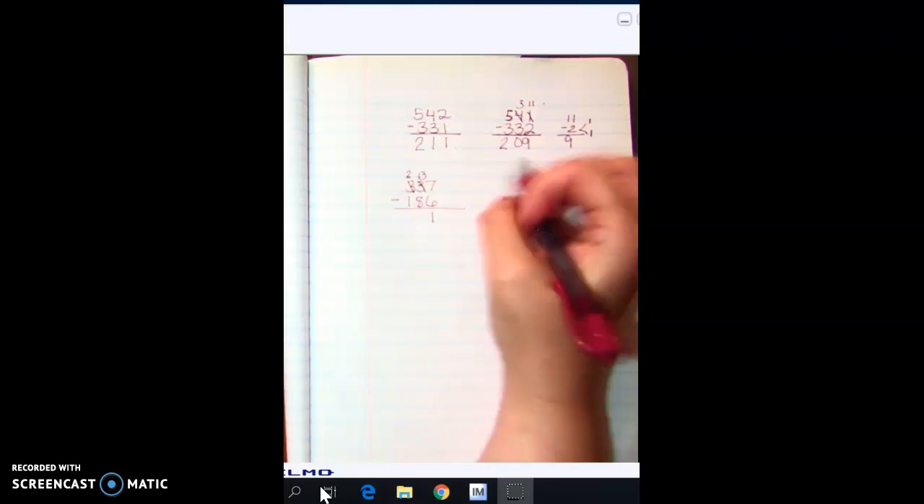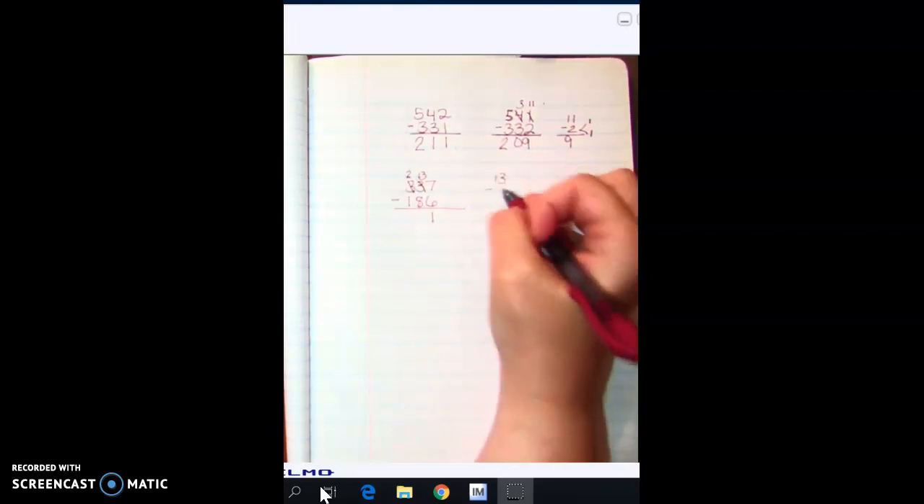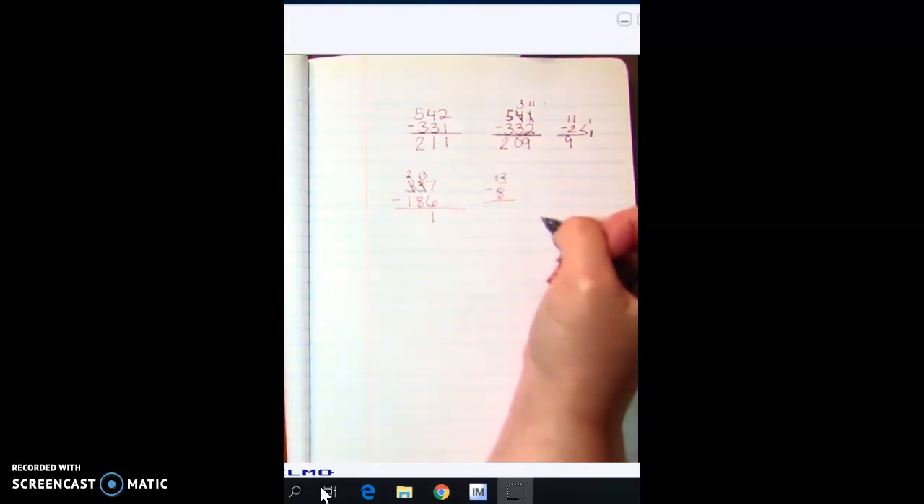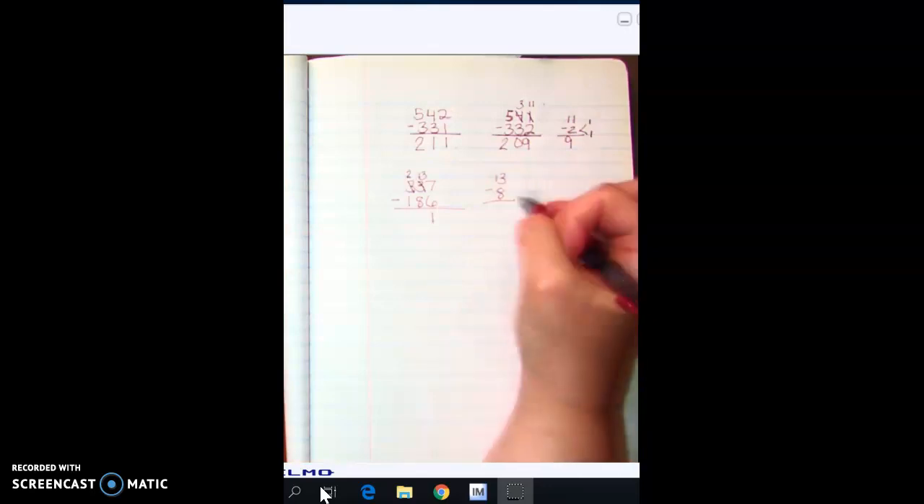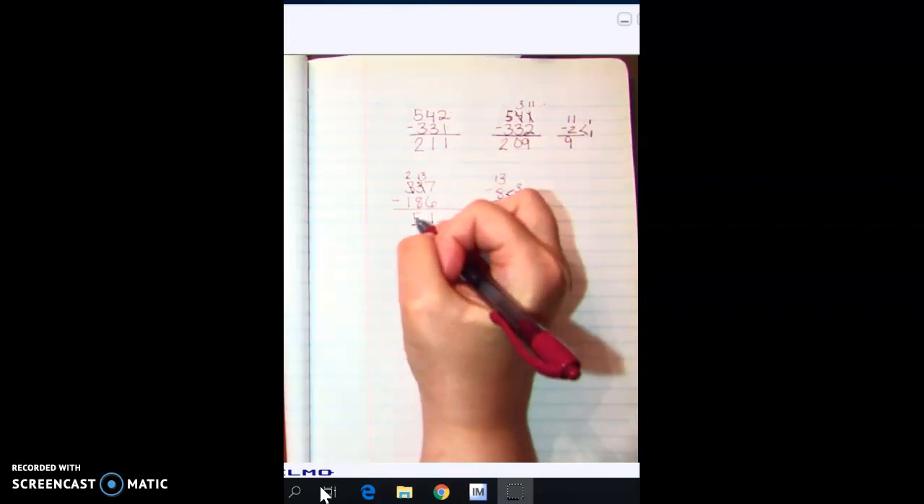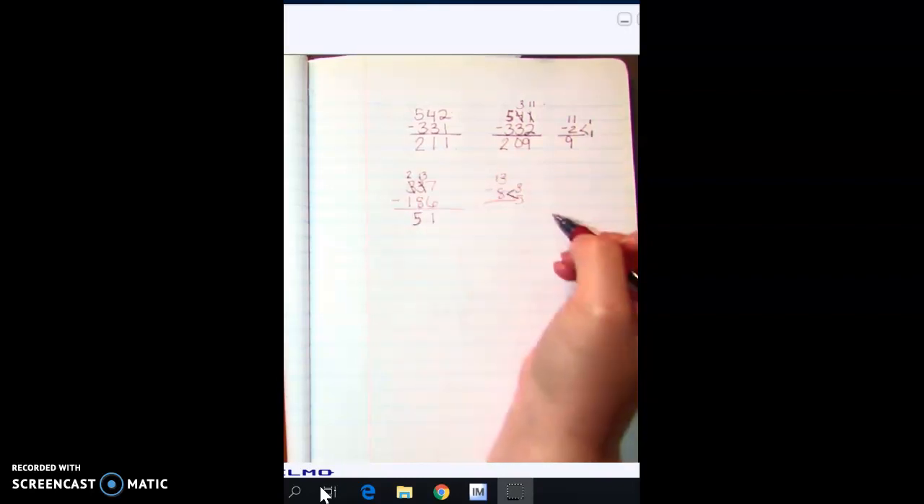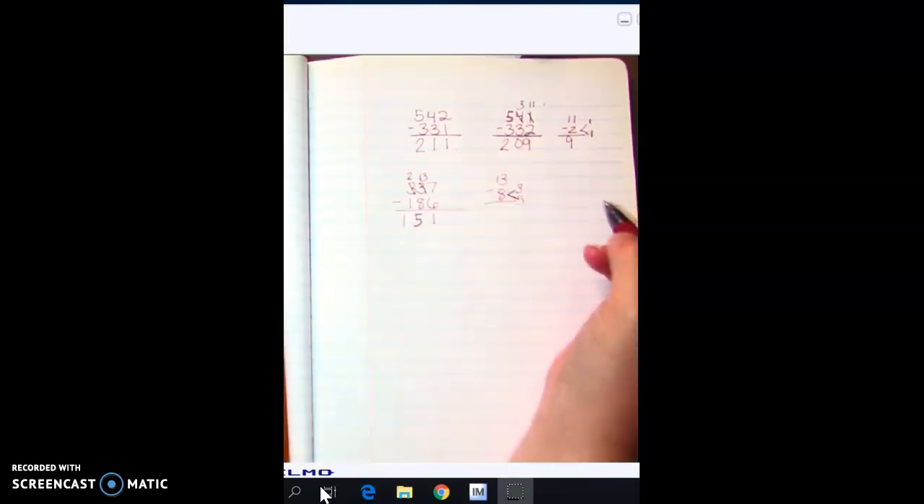So now I need to think about it the way I did it before. 13 minus 8. I can do 8 and count up. 8, 9, 10, 11, 12, 13. Or I could do this strategy, which makes it faster. Take away 3. That gets me to 10. Take away 5. And that gets me to 5. And now I have 2 minus 1. And I can do that, so that's 1, okay?